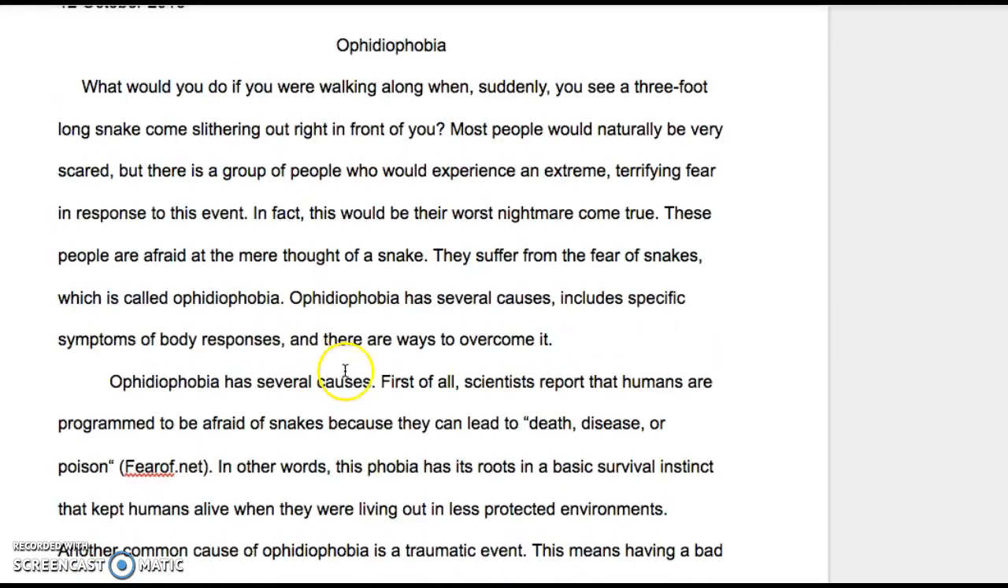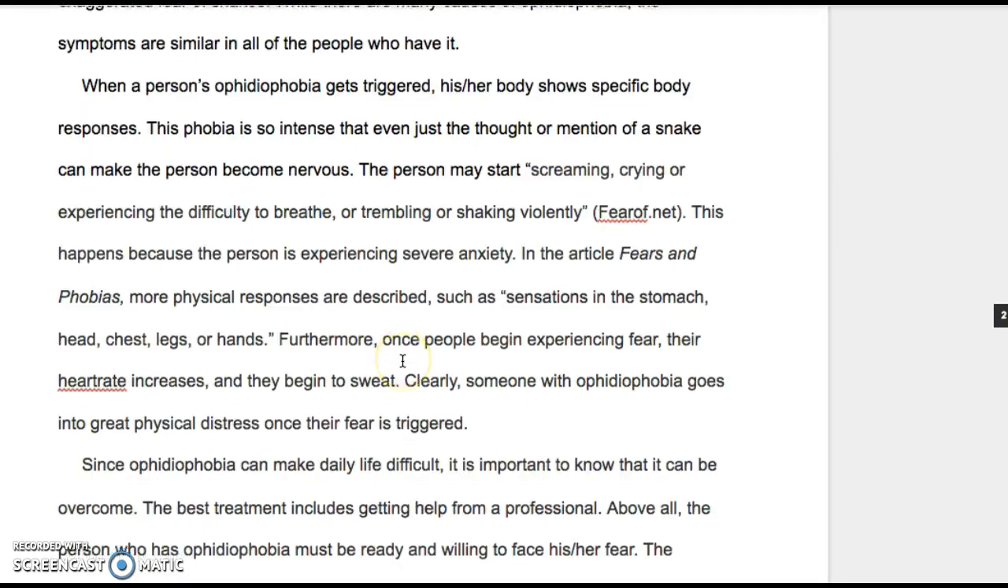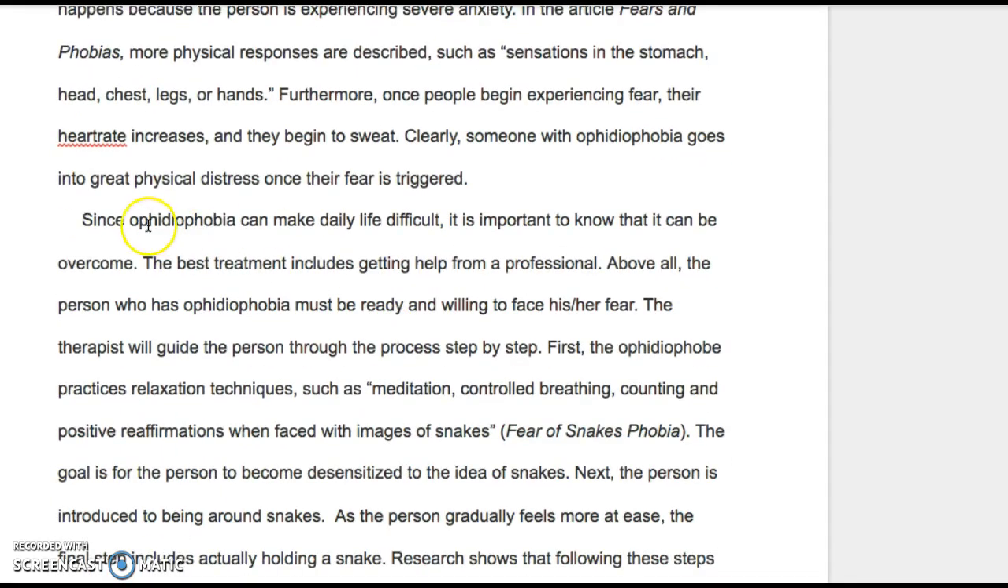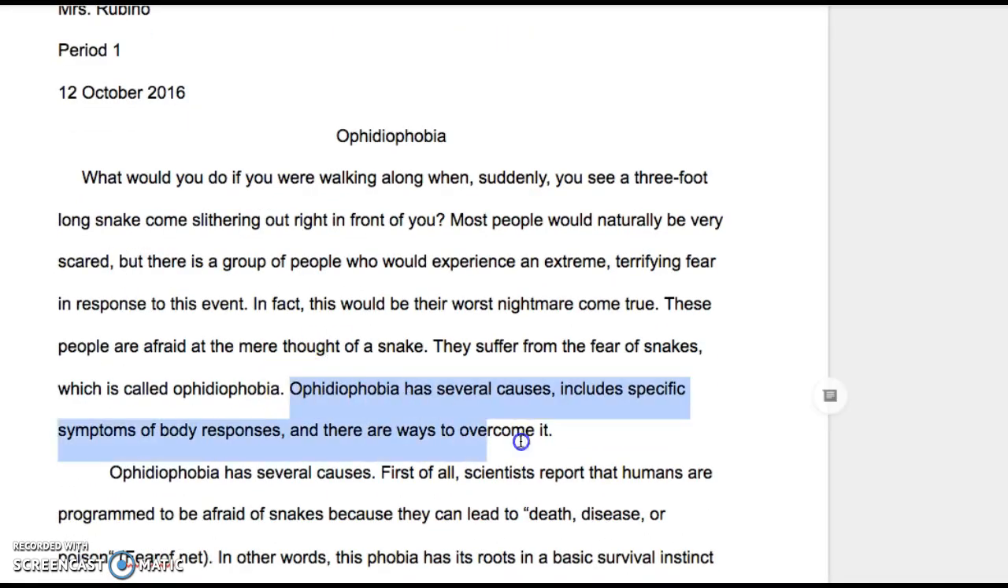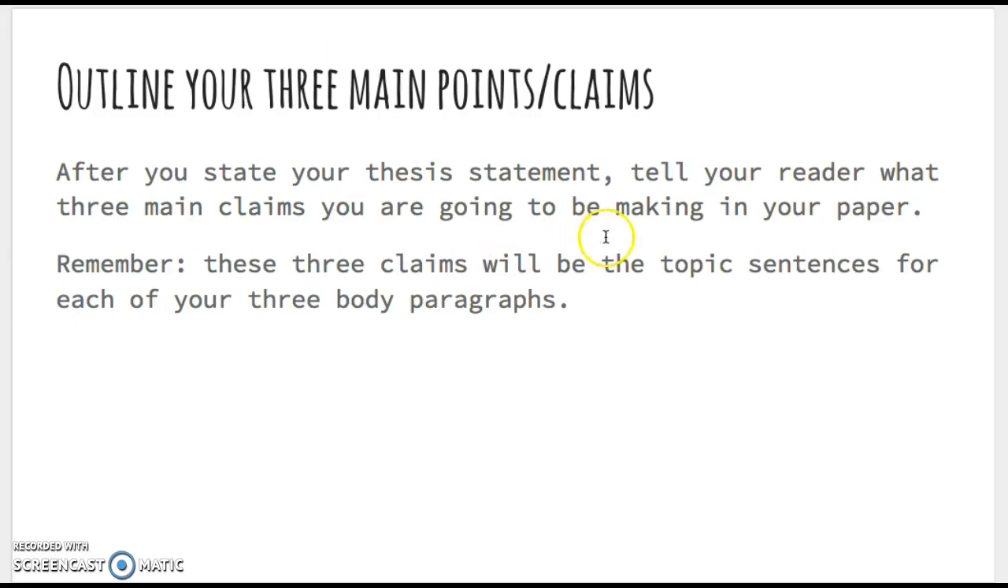Okay, back up to the intro. The third thing it says, there are ways to overcome it. And remember, body paragraph 3, scroll, is all about ways to overcome it. So basically all you're telling your reader is what your three body paragraphs are going to be, 1, 2, and 3. You're just going to give them one sentence telling them what your three topic sentences are for your body paragraphs.